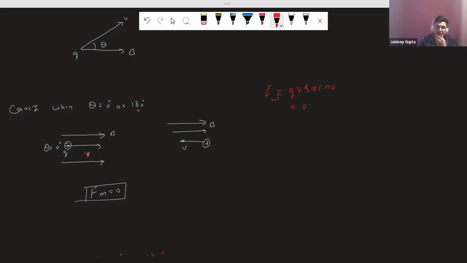Second case, when theta is 180 degrees, that is, when the particle moves anti-parallel to the magnetic field. Sine 180 is again 0, so the force is 0. Just remember one thing: when a particle moves either parallel or anti-parallel in a magnetic field, that is, when a particle moves in a straight line, the force experienced by the charged particle is always 0.